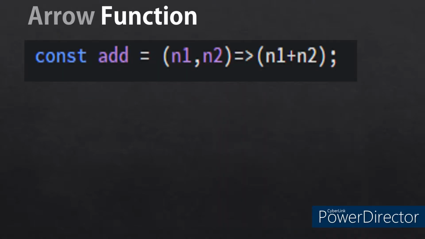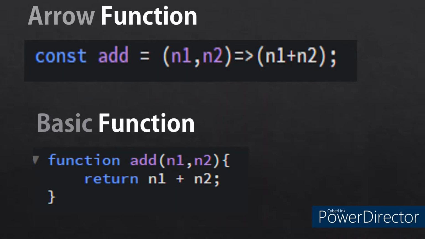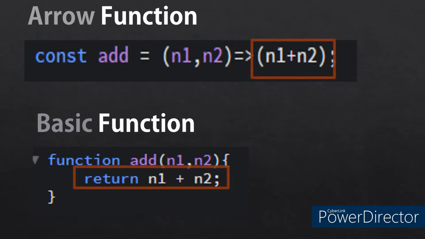Arrow functions are just like basic functions. They both take parameters, perform operations, and can return the result of some operations. However, arrow functions do provide greater flexibility in certain scenarios that we will test out soon.